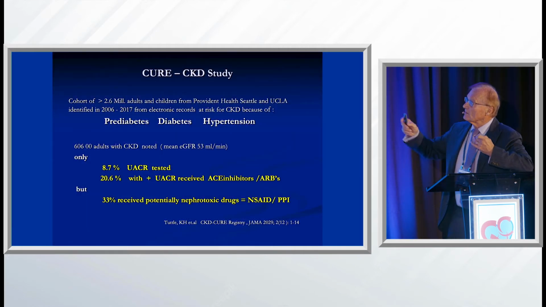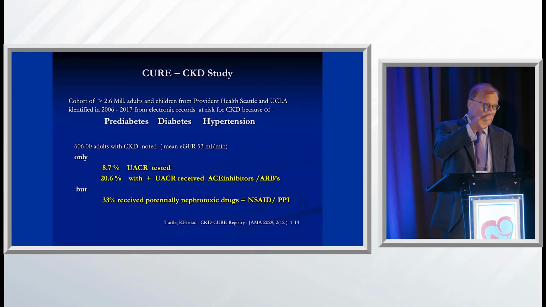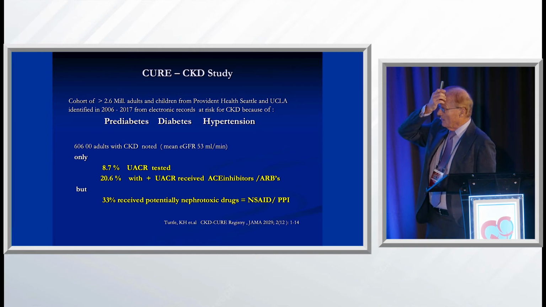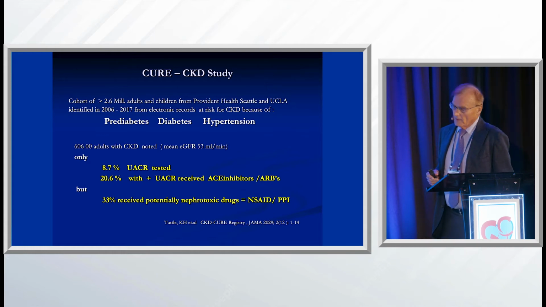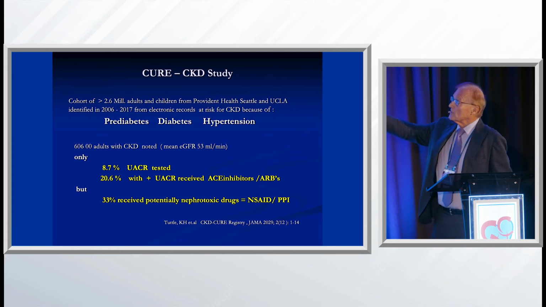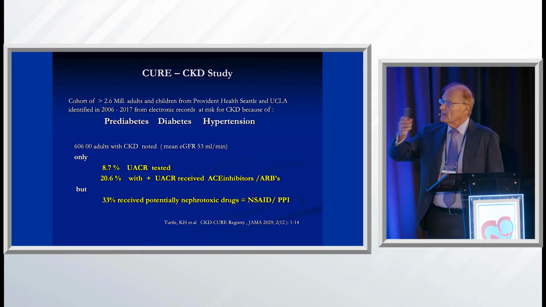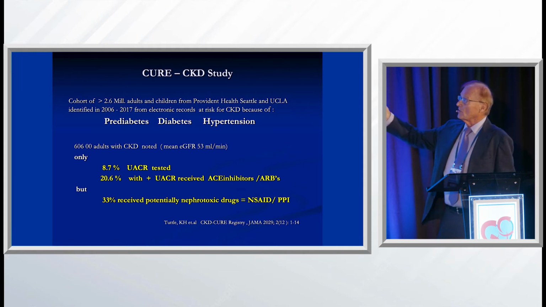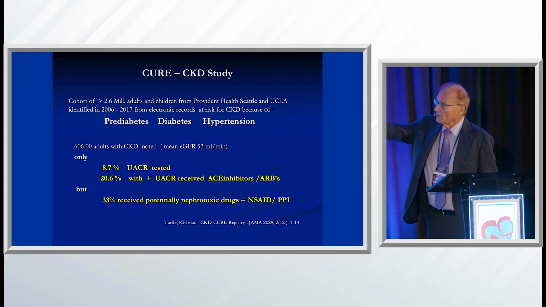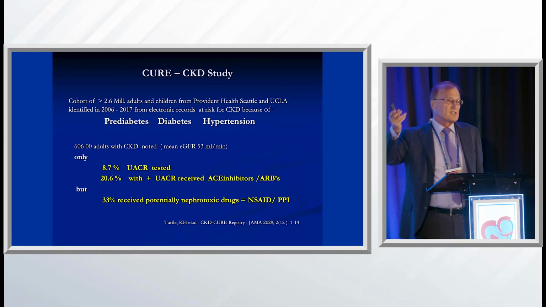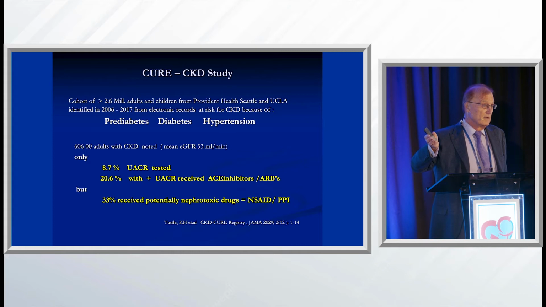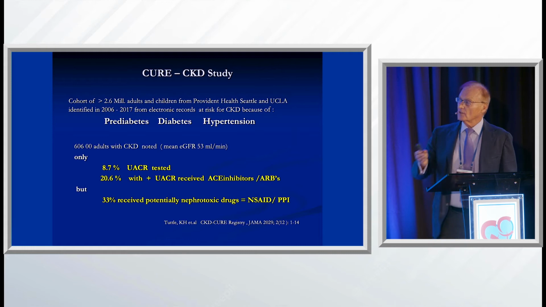Okay. So here is a study from two fairly good institutions: the UCLA system and the Providence system from Seattle. They looked at patients with a diagnosis of CKD, eGFRs less than 60, and they had pre-diabetes, diabetes, or hypertension, and they found over 600,000 of them. The mean eGFR is 53, and look who had a UACR tested.